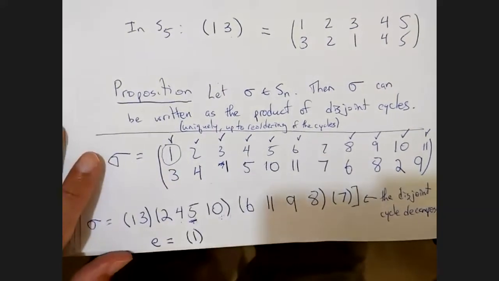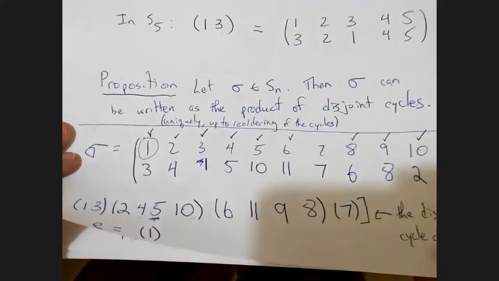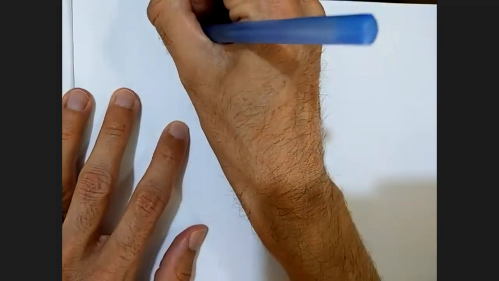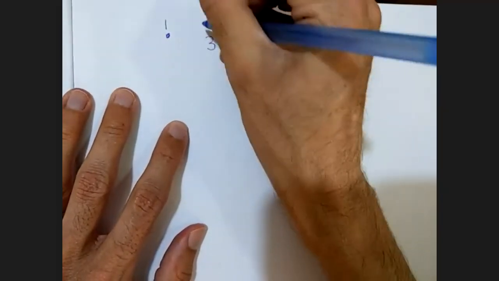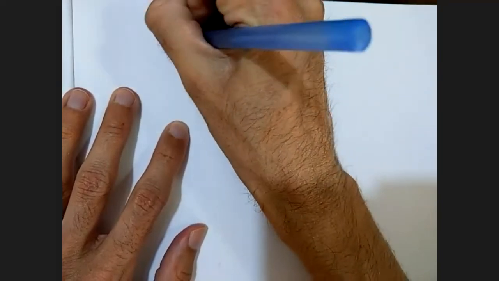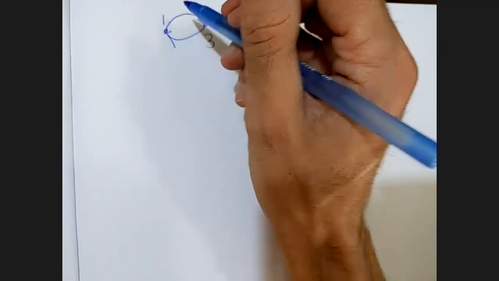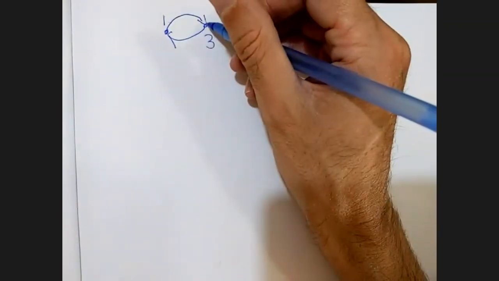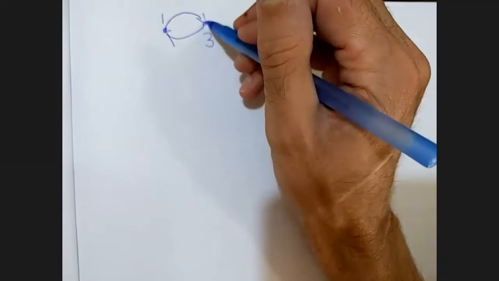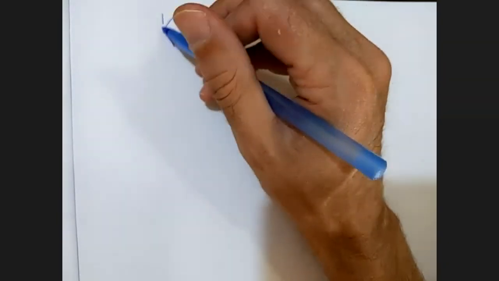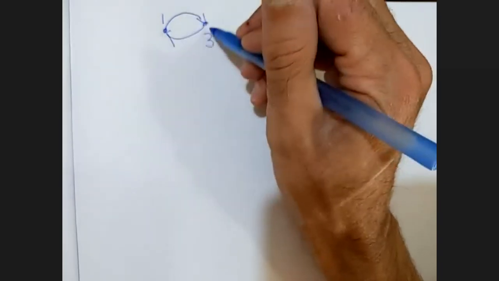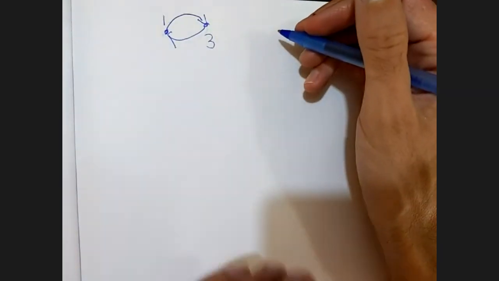Sometimes I like to draw a picture with this, so I'll try to draw one. Our sigma sends 1 to 3 and 3 back to 1. So we draw all the symbols from 1 up to 11 as little dots, and then draw an arrow from one dot to another to mean sigma maps. This arrow means sigma of 1 equals 3, and this arrow means sigma of 3 equals 1. Then we can visually see what's happening.